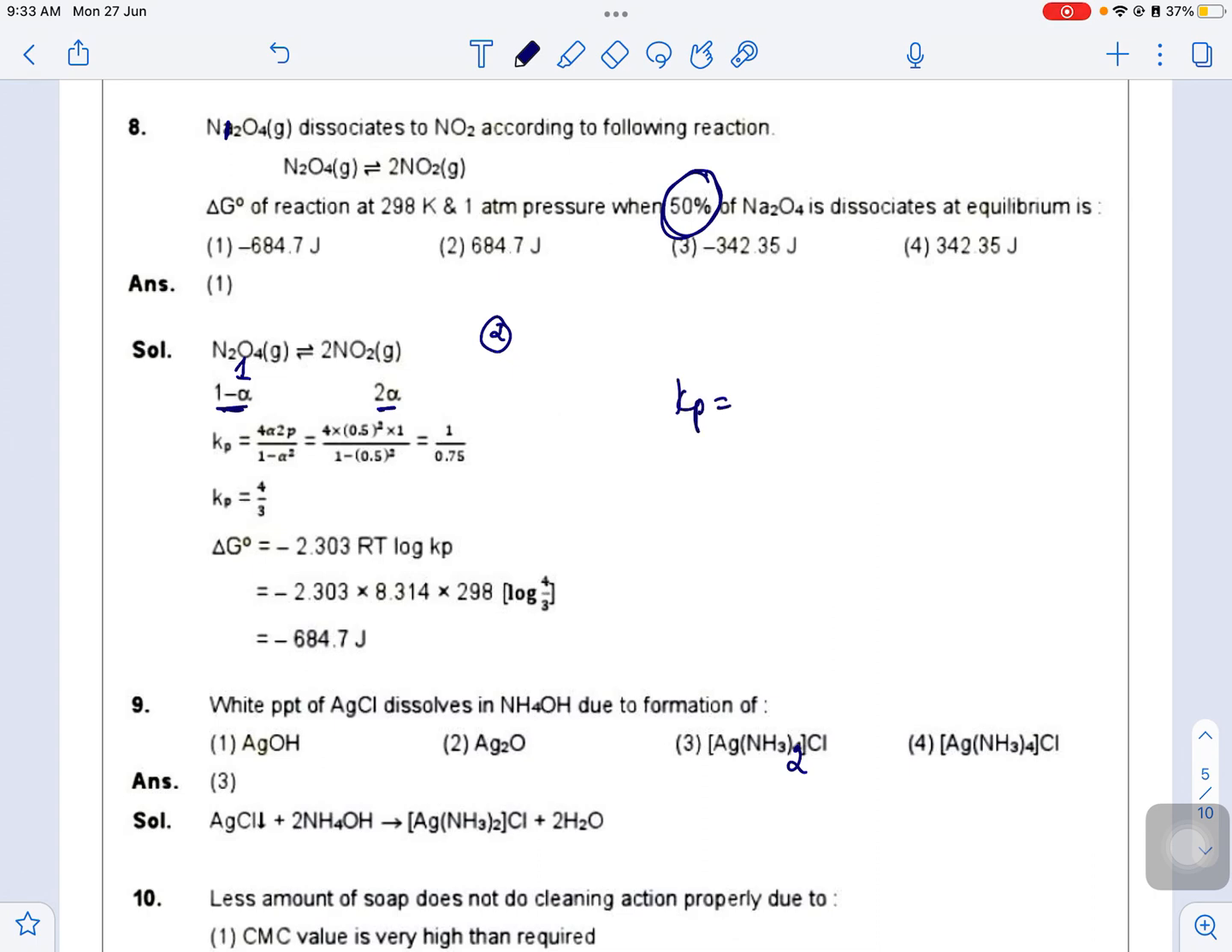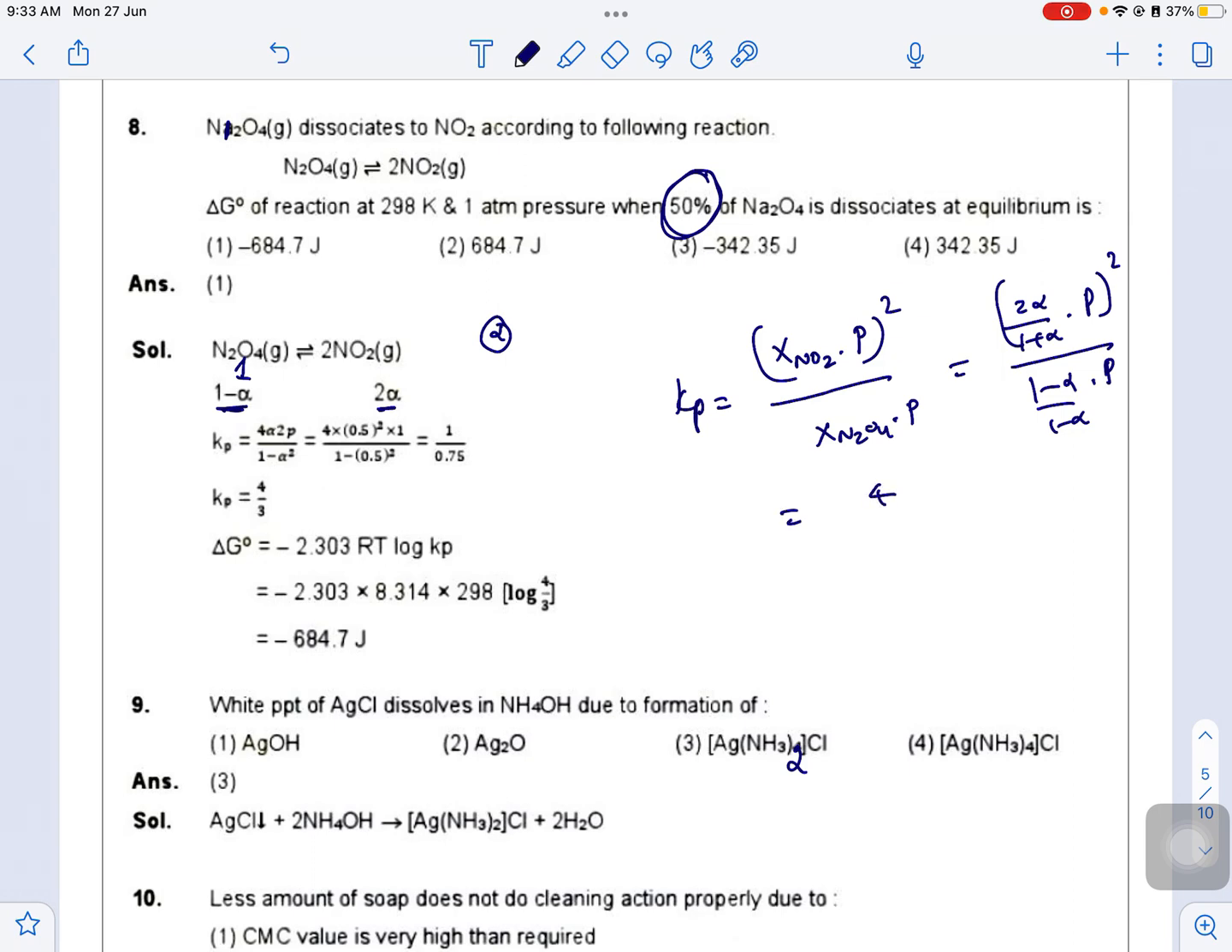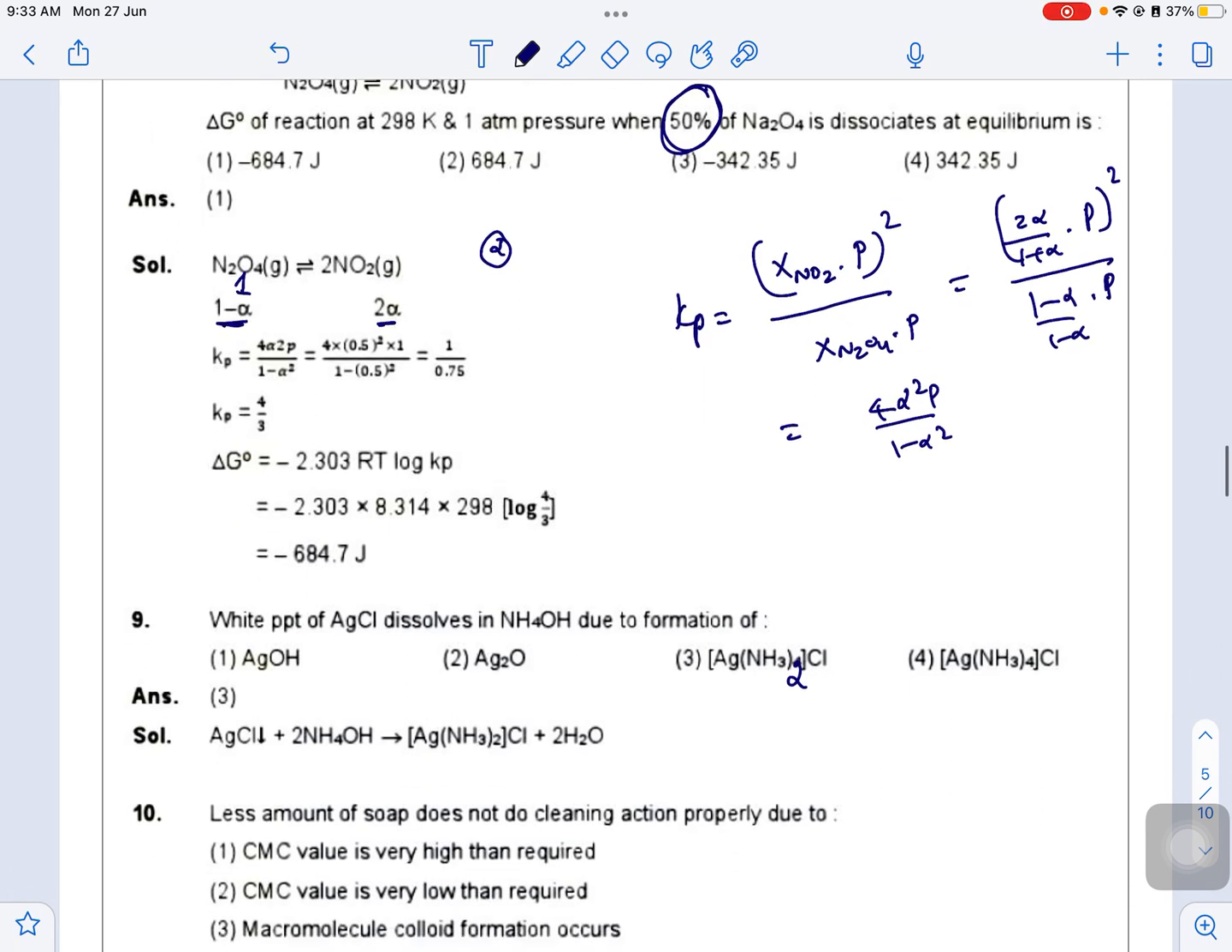Kp of the reaction will be what? Mole fraction of NO2 into total pressure whole square upon mole fraction of N2O4 into total pressure. That is 2 alpha by 1 plus alpha into P, whole square, divided by 1 minus alpha by 1 plus alpha. So from this we can get 4 alpha square P by 1 minus alpha square. So from this we got Kp is 4 by 3.